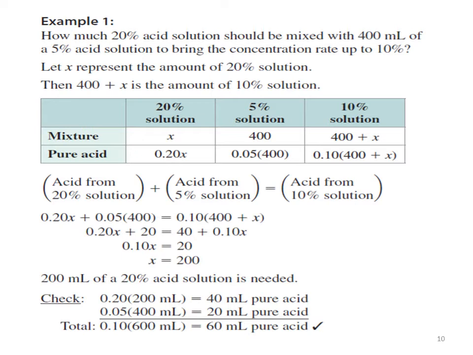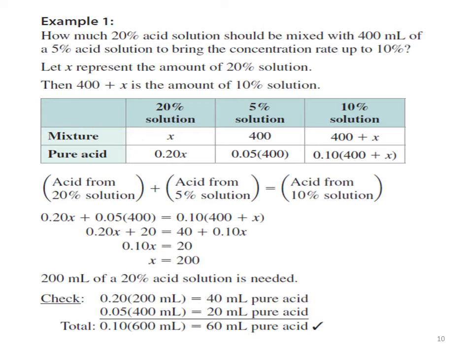So we have now 0.20 times x plus 0.05 times 400 is equal to 0.10 times (400 plus x). So this is your linear equation. We need to simplify it.